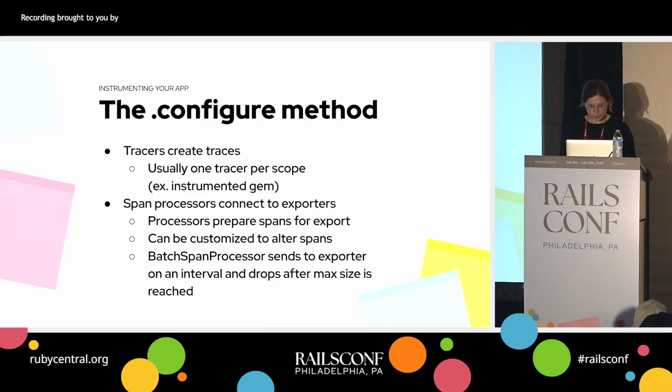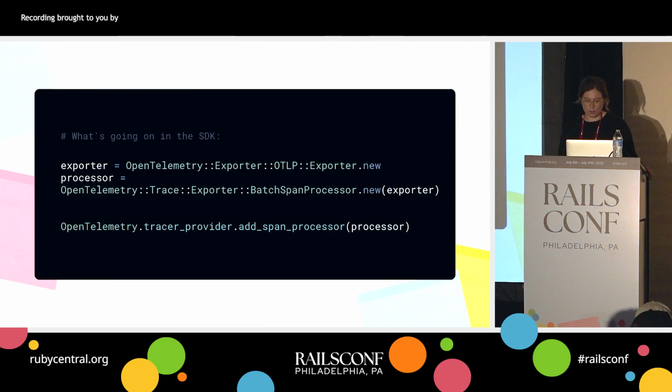I think everything about span processors is pretty similar. By default, a batch span processor is attached, and what that does is it sends your spans to an exporter on an interval, and it will start dropping spans after the max size for that batch is reached. This is what that code looks like in the SDK. You do not need to add this, but a processor has an exporter, and they're connected, and then you add the span processor to the tracer provider, and that's how the exporter ends up getting linked with the tracer provider.